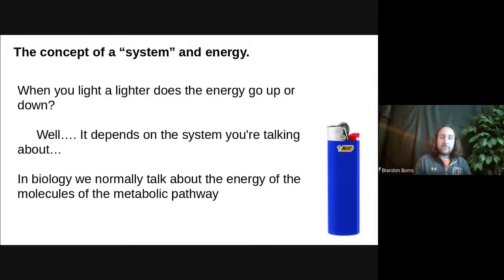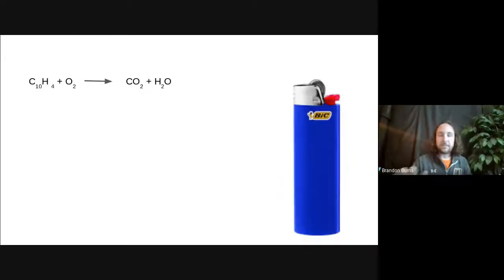And in this class, when we are talking about energy, we're talking about the molecules in a metabolic pathway. This is the chemical equation for what's happening in the Bic lighter. There's a chemical inside called isobutane, with the chemical formula C10H4. It combines with oxygen in the air, and it produces carbon dioxide and water.